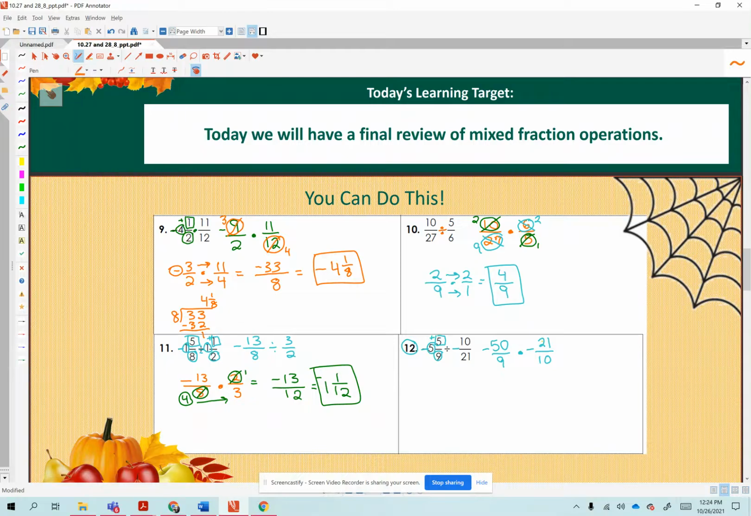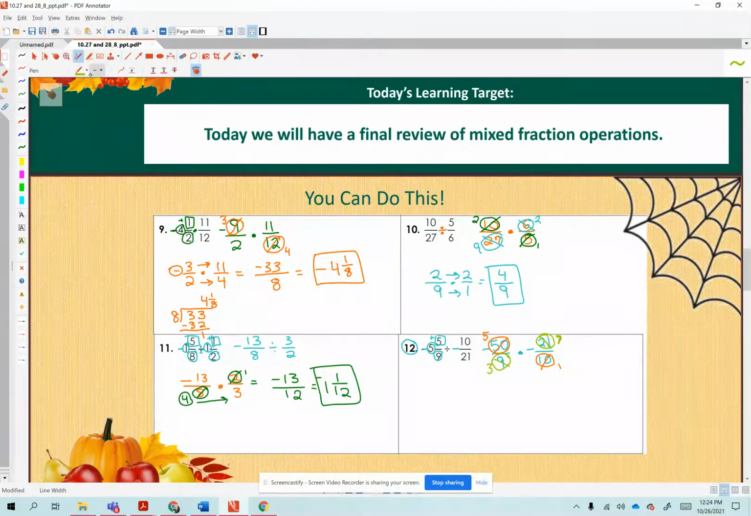So we've got plenty of ways to simplify this. I noticed that 10 and 50 are both divisible by 10, so I will simplify that. 10 divided by 10 is 1. 50 divided by 10 is 5. I also noticed that 21 and 9 are both divisible by 3. So 9 divided by 3 is 3, and 21 divided by 3 is 7.